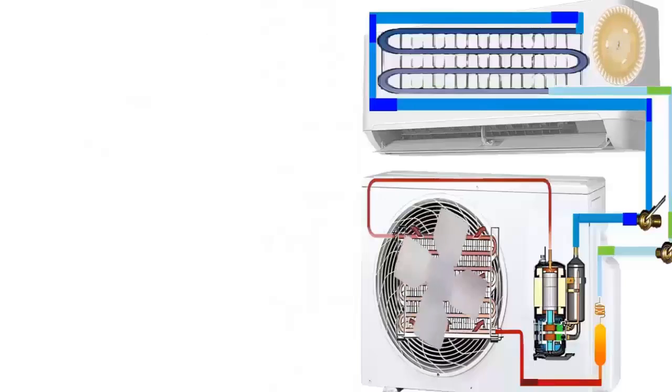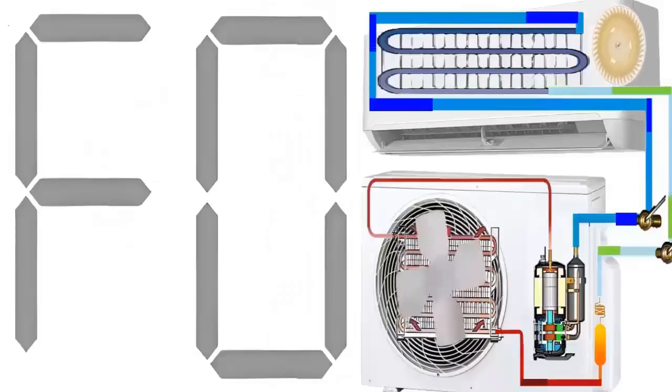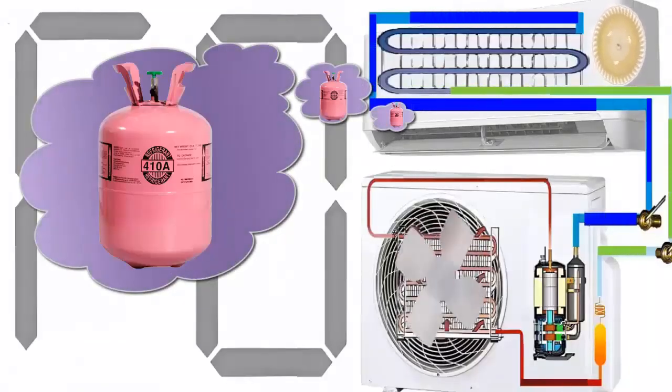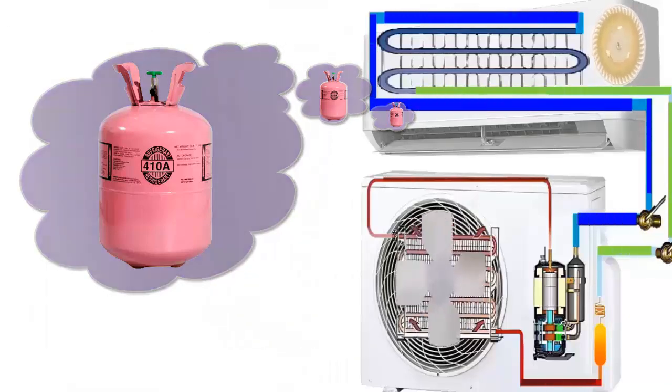Below, we present the steps to solve the F0 error code when it refers to a refrigerant leak or a cooling detection failure. 1. Turn off the unit and disconnect it from the power supply. Wait a few minutes, turn it back on, and check if the error persists.